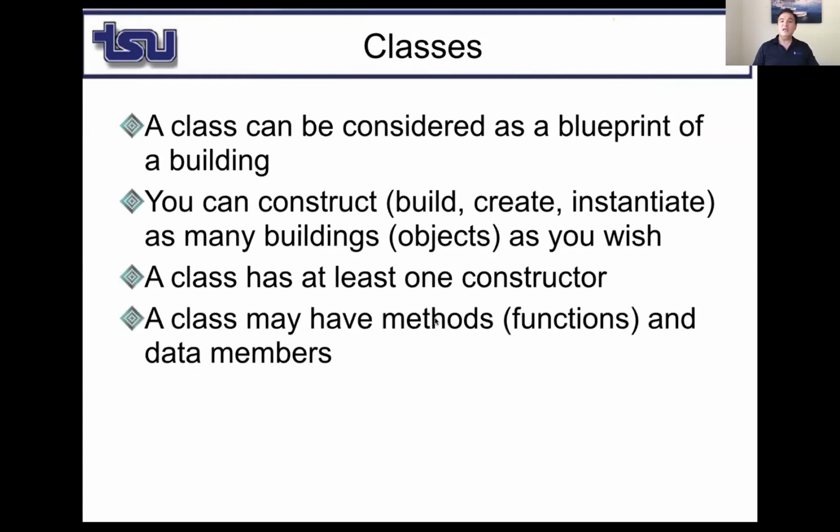A class may have methods. In some languages, in Java, we call it methods. In C++, we call them functions. When I say method or a function, they're exactly the same thing. So a class must have at least one constructor. They may have methods, and they may have data members.